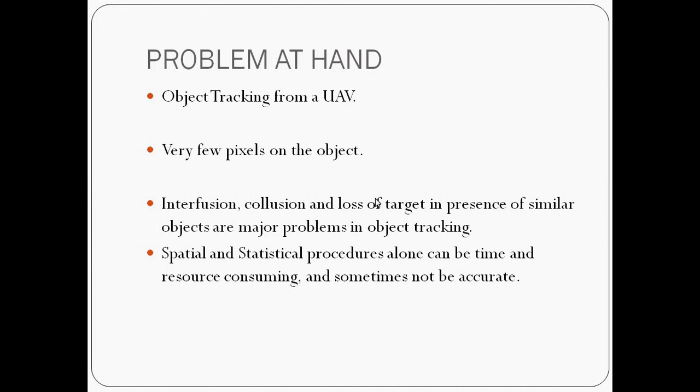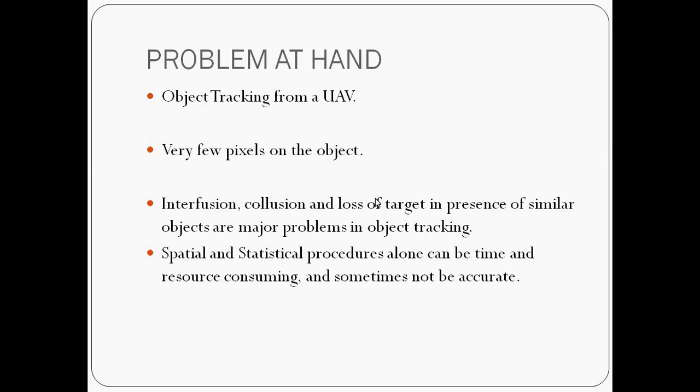So moving forward, we discuss the problems at hand. The problem I'm considering is tracking an object using a UAV. If you think about it intuitively, the problem we face first and foremost is that we have very few pixels to track on, and if we have very few pixels, you can't possibly apply the spatial techniques which are very profound in today's object tracking algorithms.